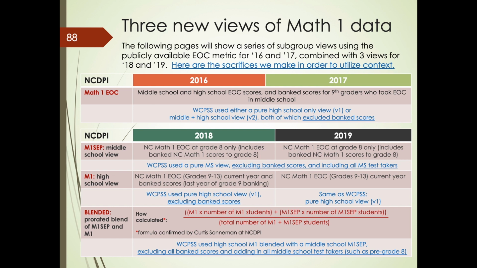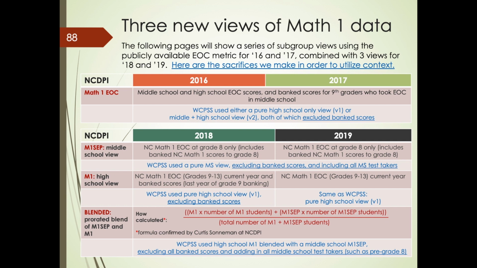So I'd rather use the imperfect metric and be able to compare it in context. And then for M1, for Math 1 EOC in high school, that's what the M1 metric is. In 2018, that included the last year of banked scores of test takers who had taken the test in middle school, and then their scores were banked until they got to the 9th grade. That was 2018, and then 2019, finally, the M1 metric is now a pure high school only view of test takers for the Math 1 EOC.